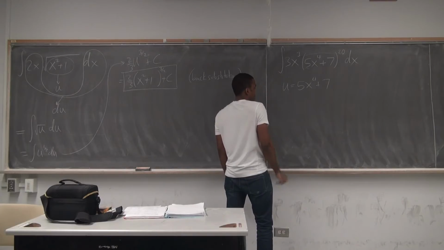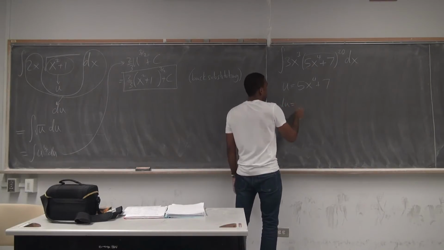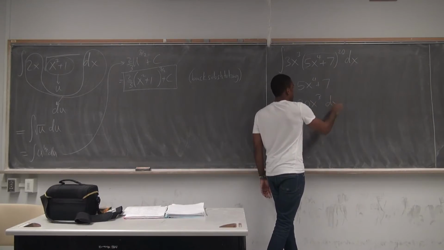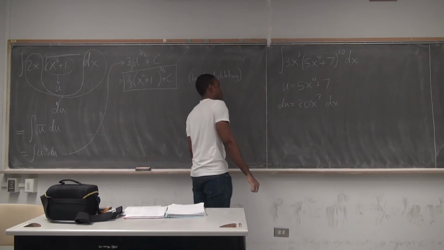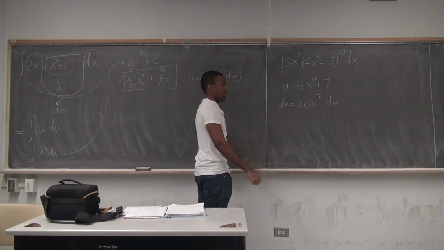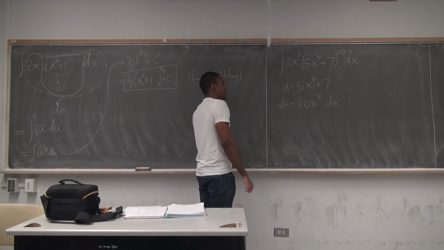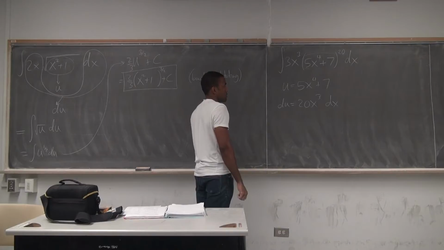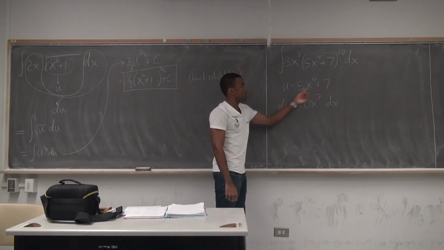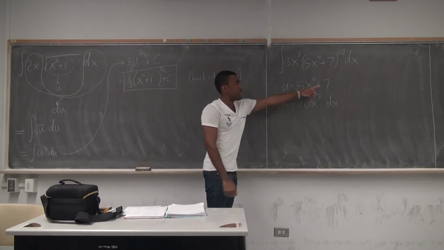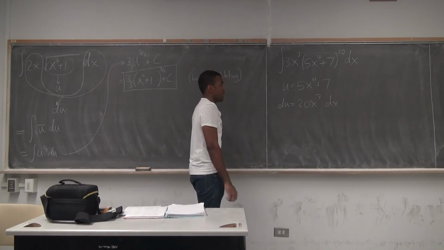And now I'm just going to differentiate. My du would be 20x cubed dx, because I do du dx, you just multiply by the dx. You usually skip that. So now the inside part: I differentiate. The derivative of 5x to the 4th is 20x cubed. The derivative of 7 is 0. So I have that.